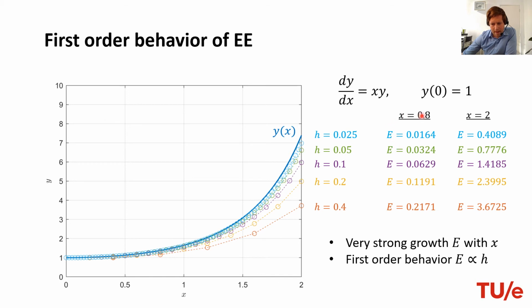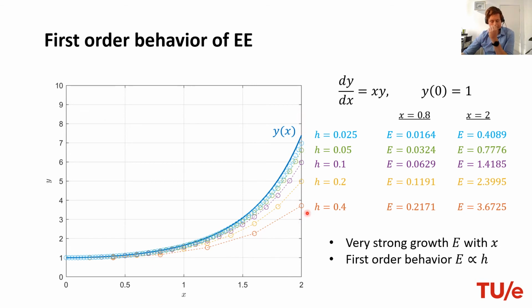And what I have in these columns over here is the truncation error, so the difference between the actual solution and the numerical solution, evaluated at x is 0.8, so that's here, and at the end of the interval at x is equal to 2.